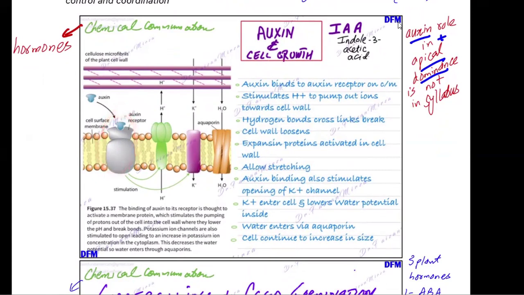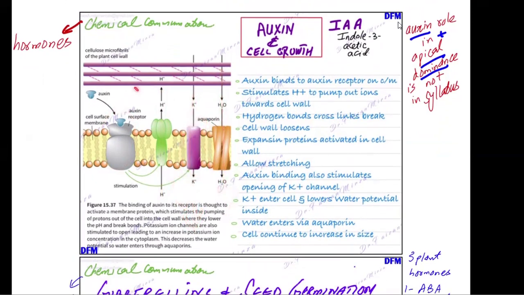They allow the proton pump to start pumping H plus ions outside the cell. This breaks the hydrogen bonds between the cellulose of the cell wall. This weakens the cell wall. A channel for potassium opens, allowing the potassium ions to enter into the cell. This lowers the water potential inside the cell, and water starts to enter into the cell, causing the cell to become swollen.